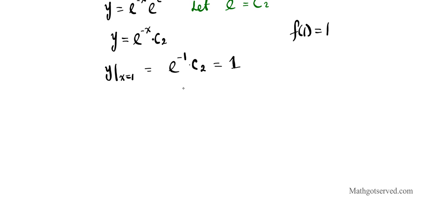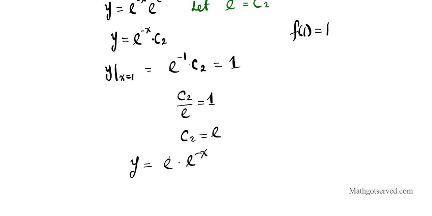So e to the negative 1, using the reciprocal property of exponents, this is going to become c2 over e equals 1. Okay? And if I multiply both sides by e, I'll have c2 is equal to e. So that tells me that the solution to the differential equation I had before is y equals e times e to the negative x. All I did is replace the c2 with e. Okay? Alright, now let's simplify this.